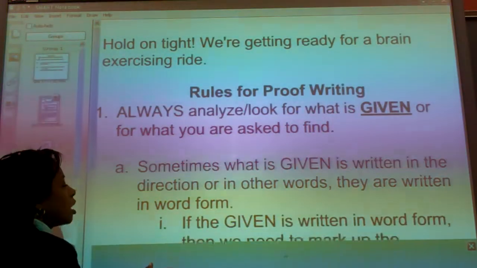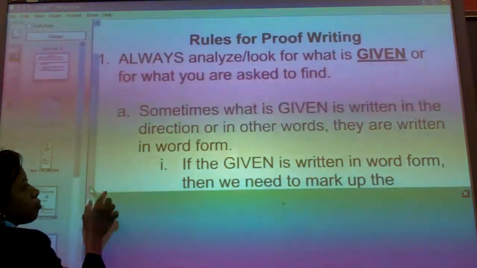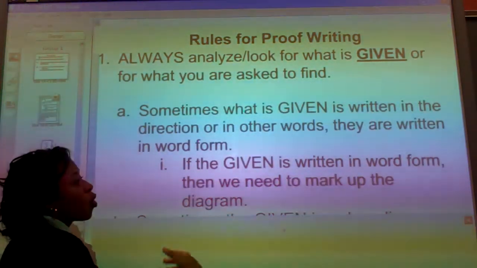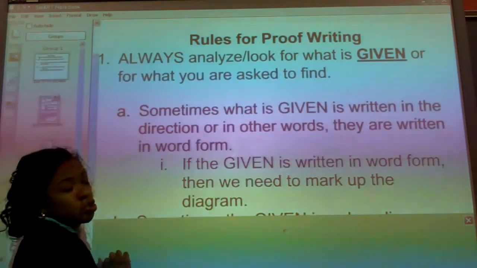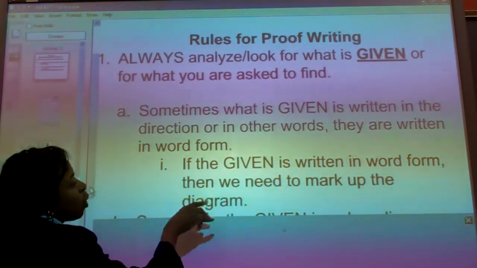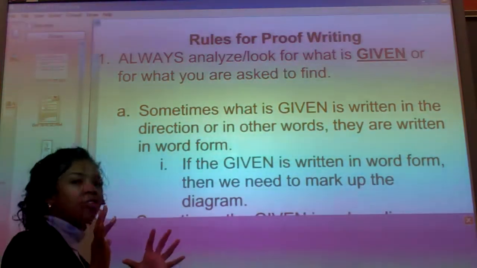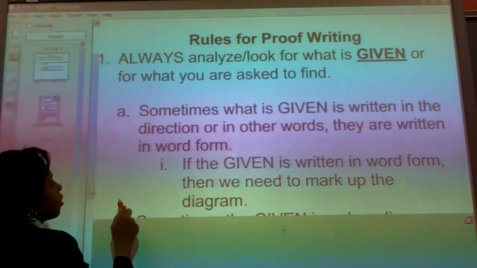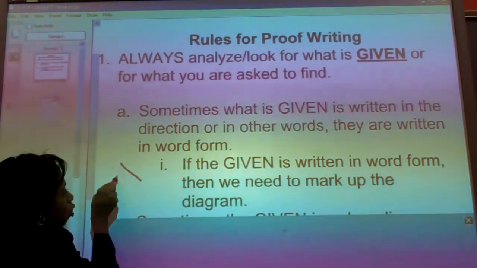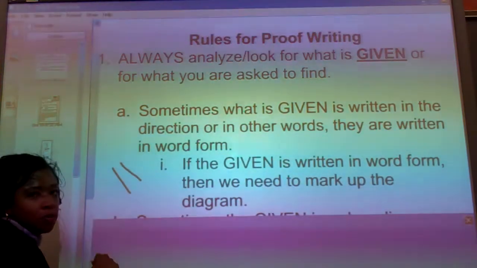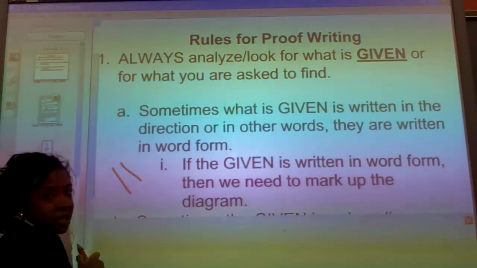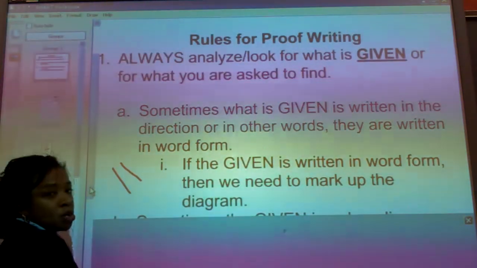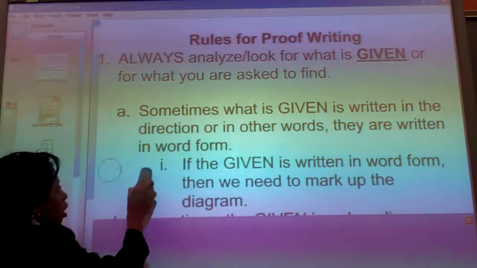Okay? Sometimes, if it's given to you in the word form, but they don't draw a picture or a diagram, then you should draw one. So if they just give you a bunch of words and you're trying to sit there and think about it, stop just only thinking about it. Draw a picture on the side. If they're saying 2 congruent segments, draw 2 congruent segments so that you can visually and pictorially see it. Okay? So make sure if it's given in words, you draw a picture if they don't give you a picture to go along with it.